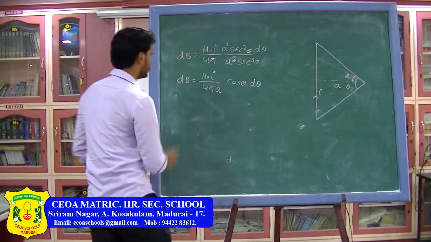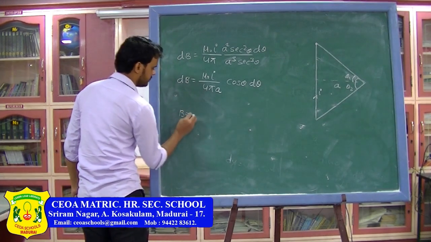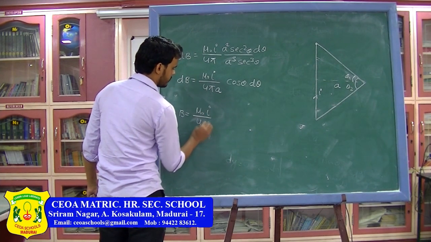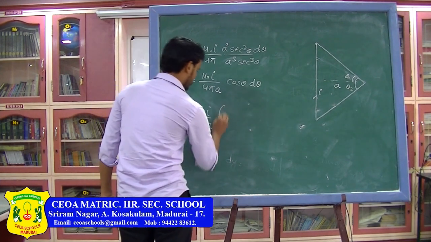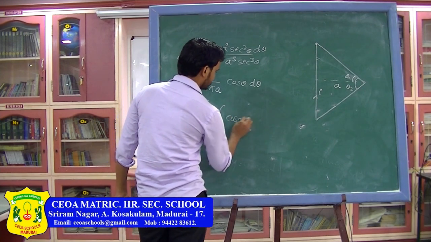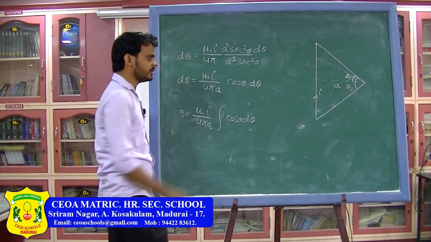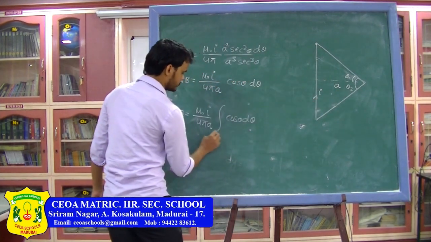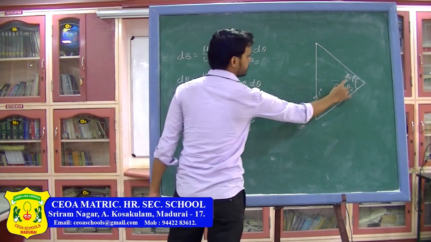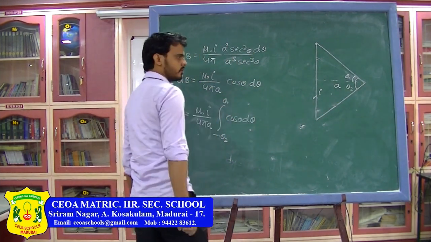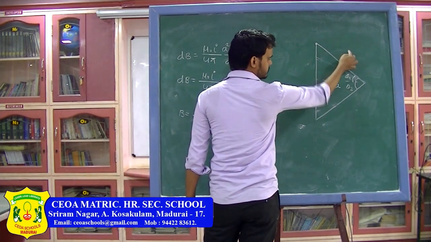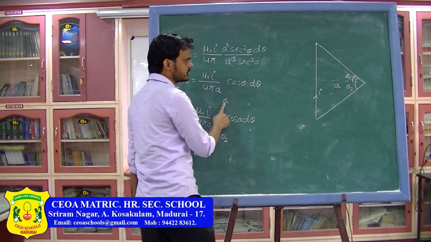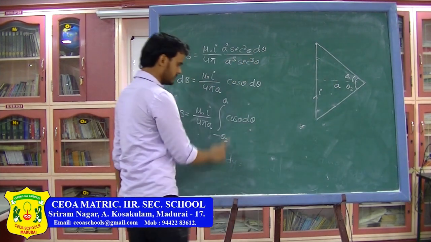So here, if I want to find the total integration, B is equal to mu naught I upon 4 pi a, integration of cos theta d theta, and I have to keep the limit from lower limit to upper limit. Here the lower limit is minus theta 2, and the upper limit will be theta 1, because when you start from here I have taken this direction as positive. So if you start from here, the initial angle will be minus theta 2, and when you reach this point the angle will be theta 1. So, this is your integration.